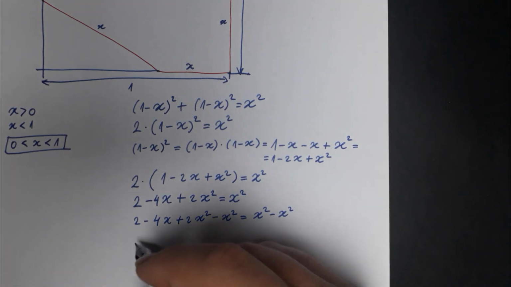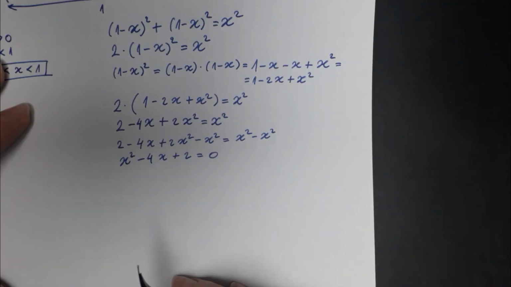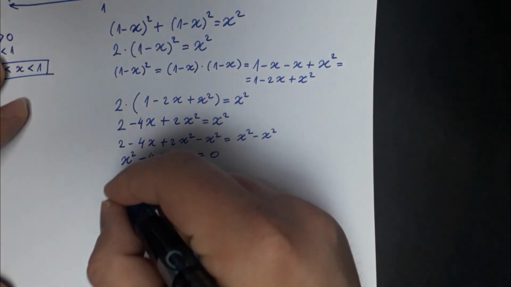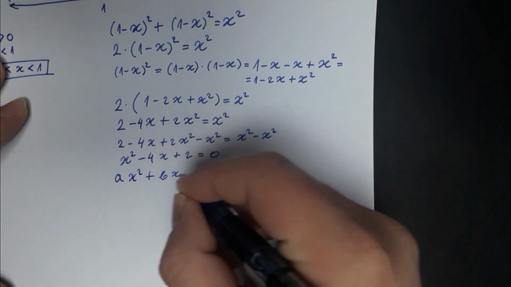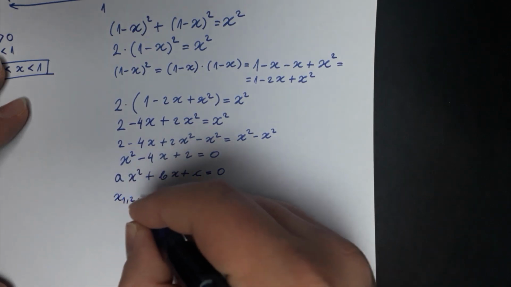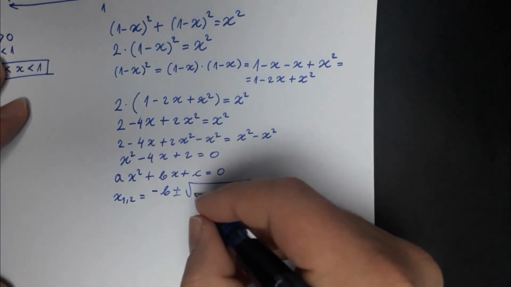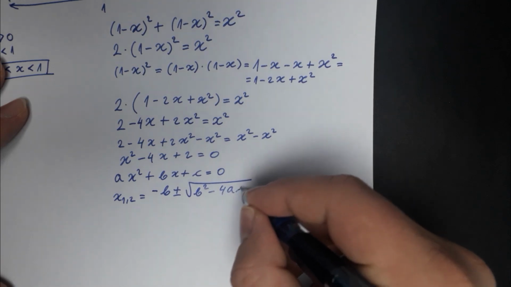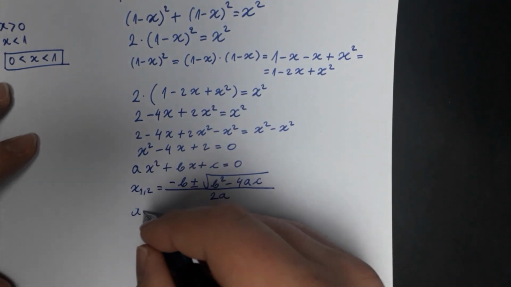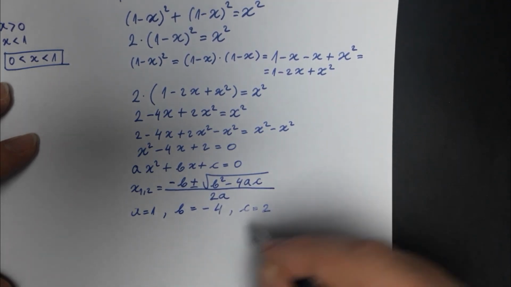Our equation then becomes x squared minus 4x plus 2 equal to 0. We now have to solve this quadratic equation. Remember that in general case when ax squared plus bx plus c is equal to 0, then solutions of the quadratic equation are given by the formula negative b plus or minus the square root of b squared minus 4ac, everything divided by 2a. In our case, a is going to be equal to 1, b is going to be equal to negative 4, and c is 2.